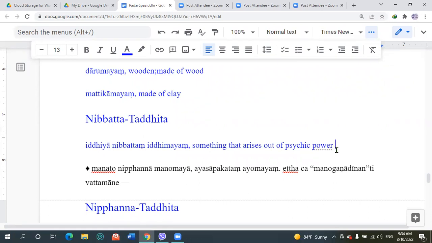I remember one time you said that when it refers to the cause, the ablative is the predominant, right? Ablative is the strongest. Right? Yeah, the strongest. Okay. So the Nibbata Taddhita.